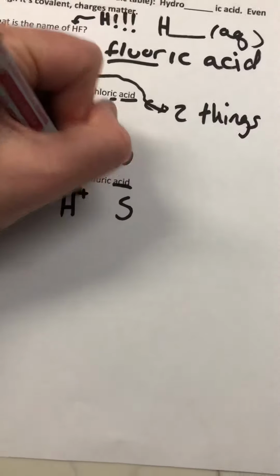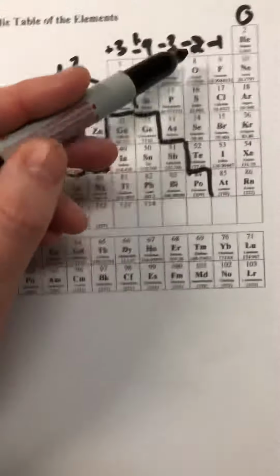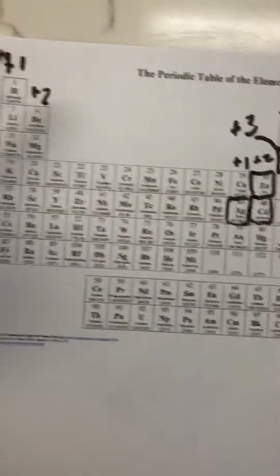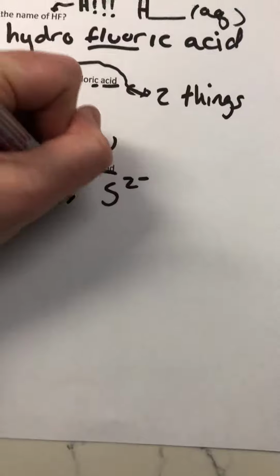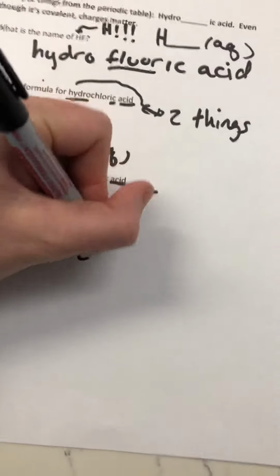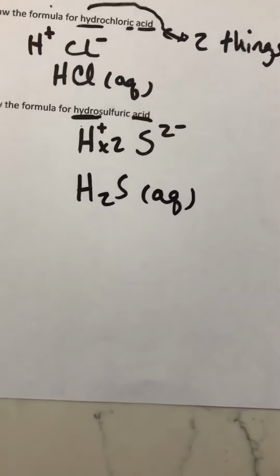We know hydrogen has a +1 charge, sulfur has a 2- charge from the periodic table. If you didn't know that, watch the ionic compound naming video or look at the periodic table. Here we have S as a 2-, H as a +1. We need 2 hydrogens and 1 sulfur to make H2S, which would be hydrosulfuric acid.